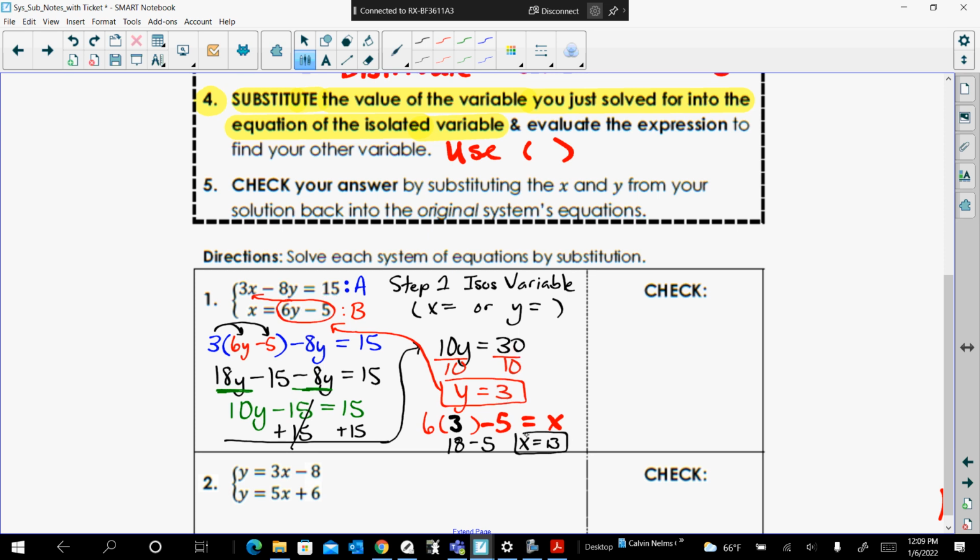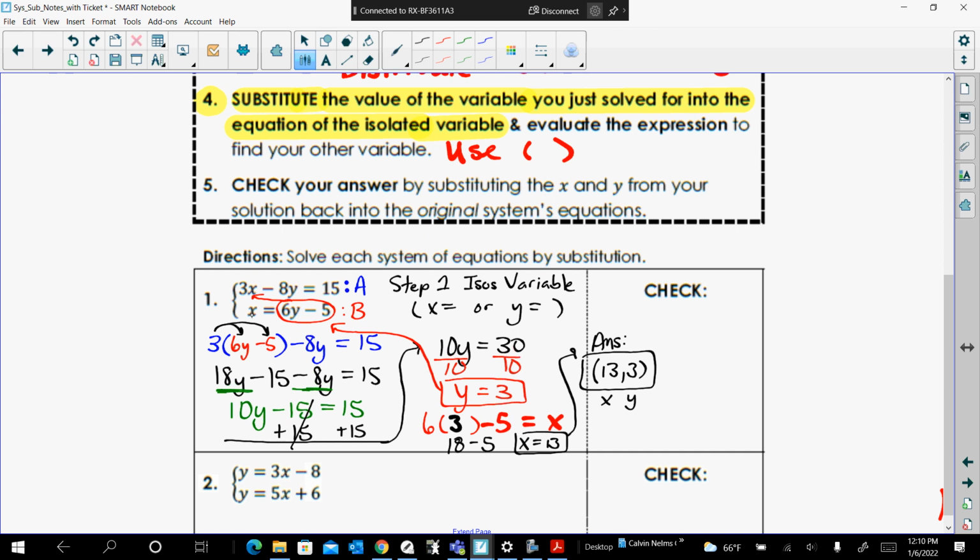Your answer, guys, is always an ordered pair. And I know I ran out of room, but the answer would be the ordered pair 13, comma 3. Just like a point on the graph, that's what you're going to have as an answer. Okay? Now, to check it, you plug both of these, this is our x, this is our y, into either equation. Actually, into both equations.